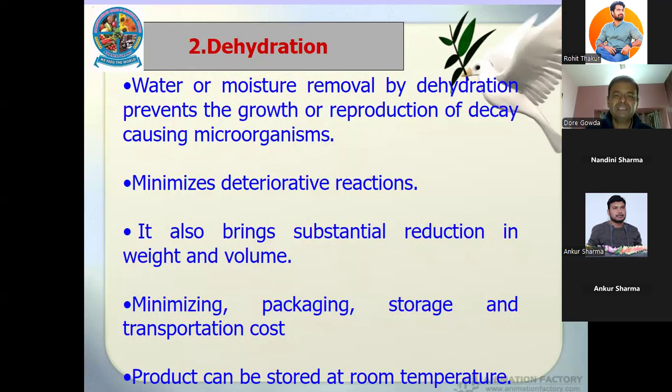So water moisture removed by dehydration prevents growth or reproduction of decay-causing microbes and minimizes the deteriorative reactions. It also brings substantial reduction in weight and volume. Since volume is reduced, it is an advantage, particularly for export, and weight will get reduced. For vegetables, 100 kg becomes 10 to 15 kg. For fruits, 100 kg becomes say 25%, so 25 kg, like that.